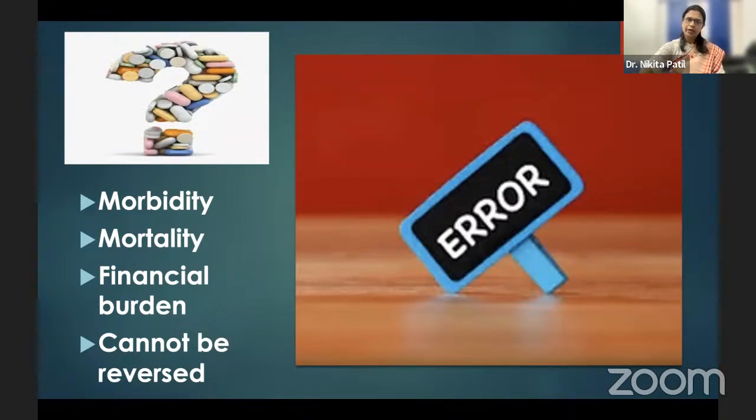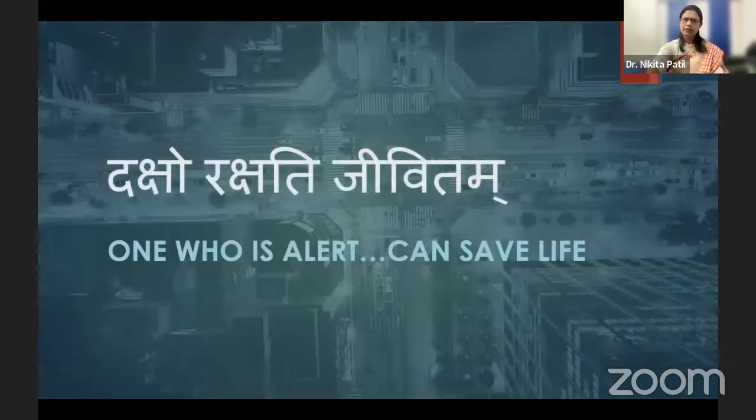And that is why there is an increase in morbidity, sometimes mortality, then financial burden, not only on the doctors but on the hospital, and things which happen cannot be reversed. So the main mantra here should be Daksho Rakshati Jivitam, which means one who is alert can save a life. Yes, alert before injecting, alert after injecting if any changes are happening. So everything coming together can save a life.